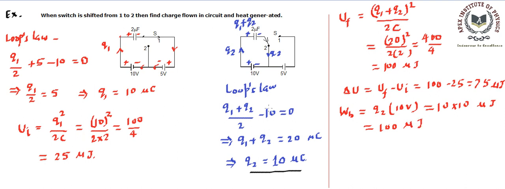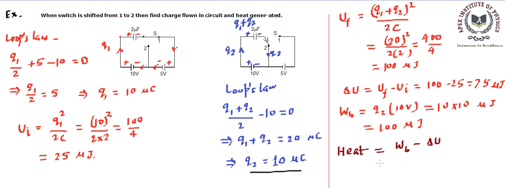So we can say the battery has supplied 100 microjoule of energy to the circuit, and out of this 75 microjoule has gone into increasing the stored energy. Hence the rest would have gone in the form of heat. So the amount of heat produced is going to be equal to the work done by the battery in the process minus the change in stored energy in the capacitor.